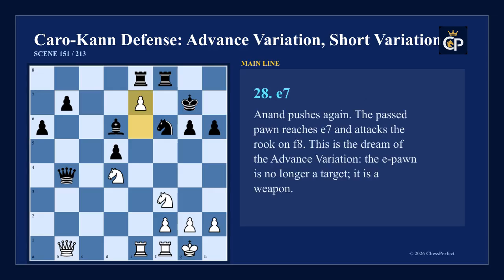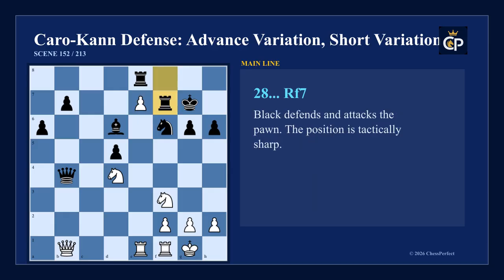Anand pushes again. The passed pawn reaches e7 and attacks the rook on f8. This is the dream of the advance variation. The e-pawn is no longer a target, it is a weapon. Rook f7. Black defends and attacks the pawn. The position is tactically sharp.